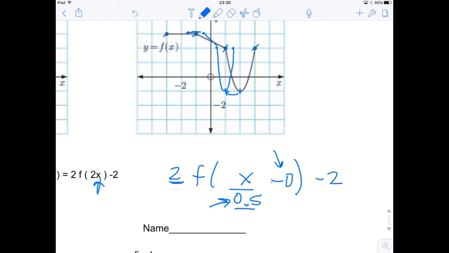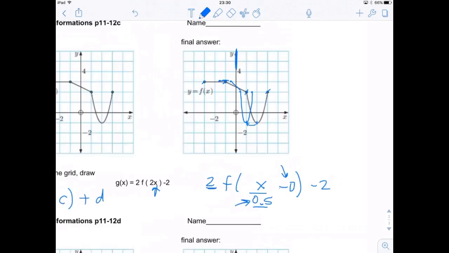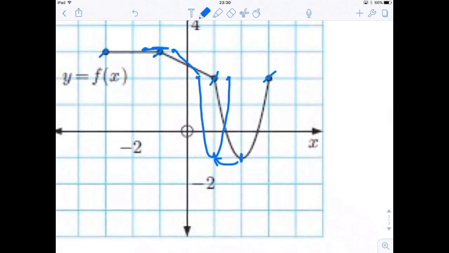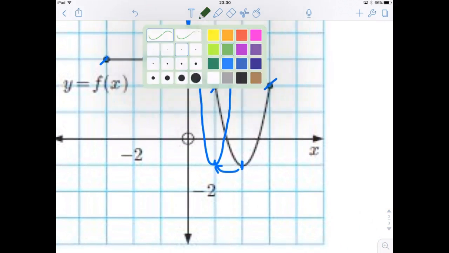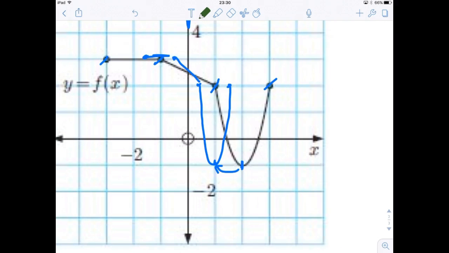Next step is to do the vertical stretch by a factor of 2. So if I'm going to do the vertical stretch by a factor of 2, I am going to take each point and double its distance from the x-axis. For example, this point here is 1 unit away from the x-axis. I'm going to make it 2 units away from the x-axis.